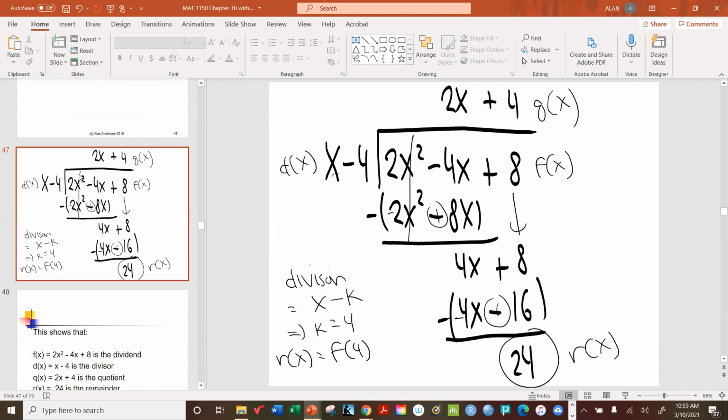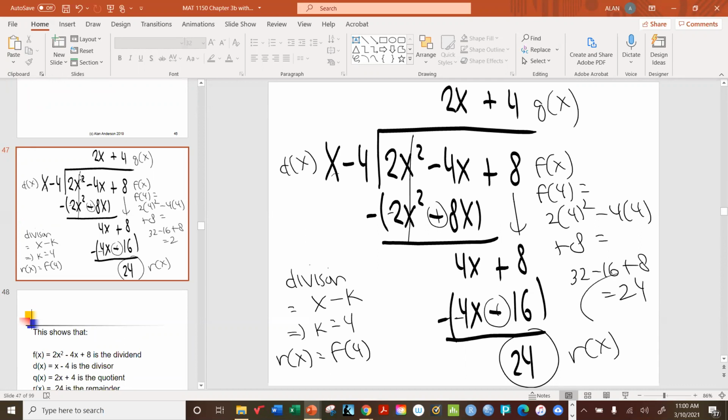Well, let's prove it. This is the original function up here. So f of 4 would be 2 times 4 squared minus 4 times 4 plus 8. 32 minus 16 plus 8. Well, what do you know? It works. It's an interesting result, but it's not giving us the actual quotient, which is really what we're ultimately after. But it does give us a quick way of determining what the remainder is.